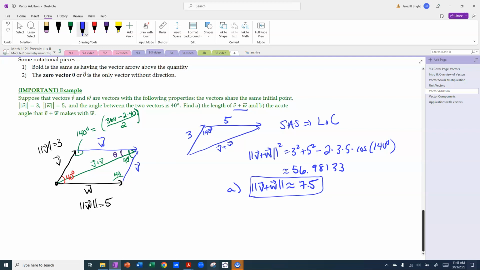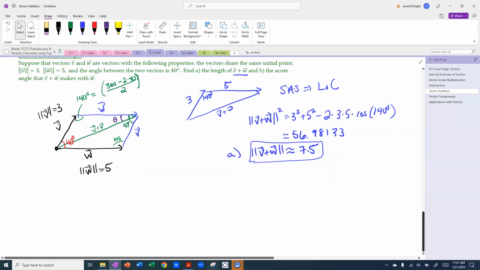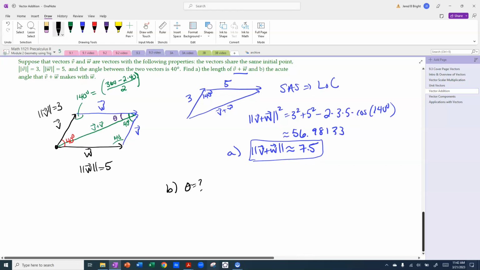So now we've done that. Now our goal is to figure out what our answer to part B is. Part B wants us to find this theta. How in the world do we do that? Well, we can do some more thinking. I have now in my triangle that we know the length of the resultant is 7.5. Now I think I know a side and angle pair. Oh, law of sines. So I'm looking for this angle theta right there.